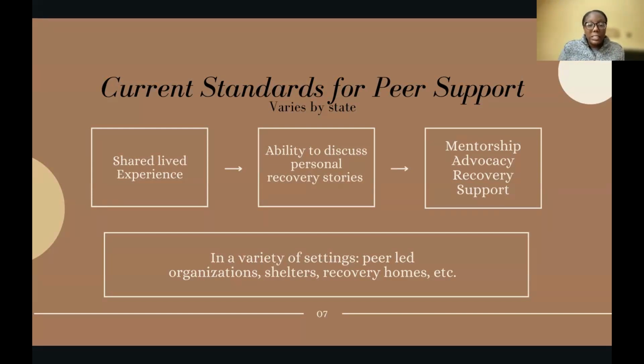And so these standards are held and maintained in a variety of settings. So this includes peer-led organizations, shelters, recovery homes, places like SHARE, places like Alcoholics Anonymous, all of these spaces encompass what we know as peer support.